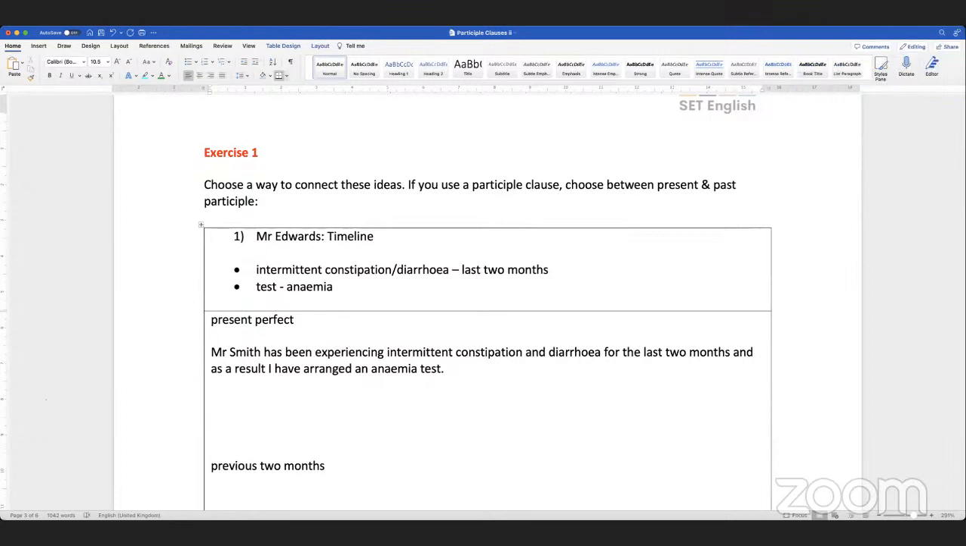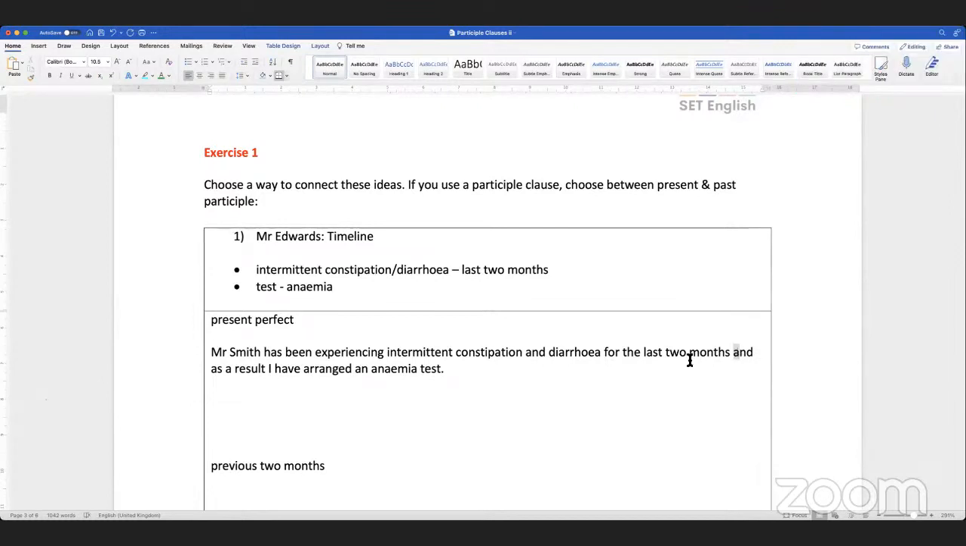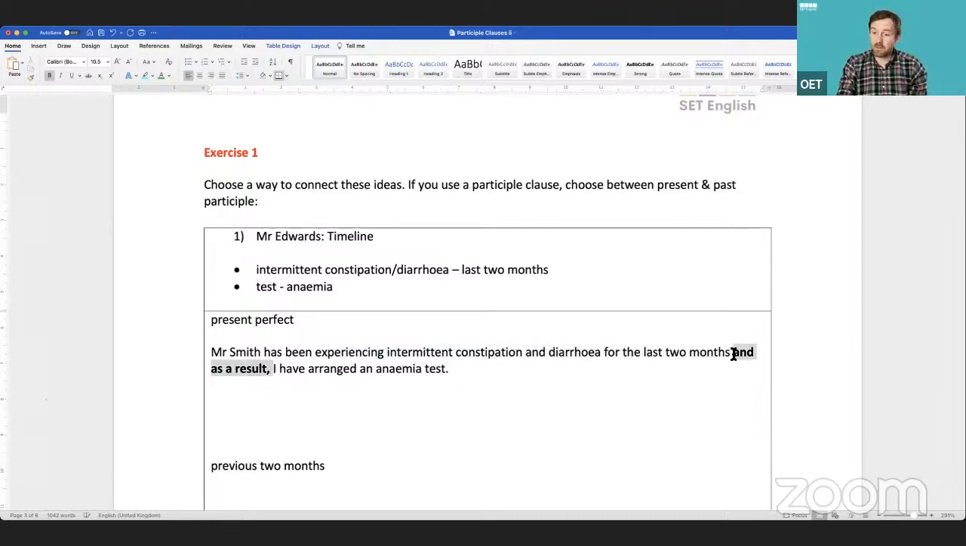Now, what is the linking word to connect the 2 ideas? What have I used? And as a result. Yeah. Comma in there. So that's my sentence tool. That's what I've used to add the 2 ideas together. That's one way I could do it, by showing results and causes. Okay. Or I could use a participle clause.